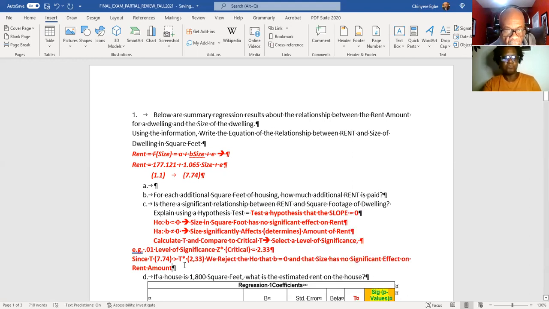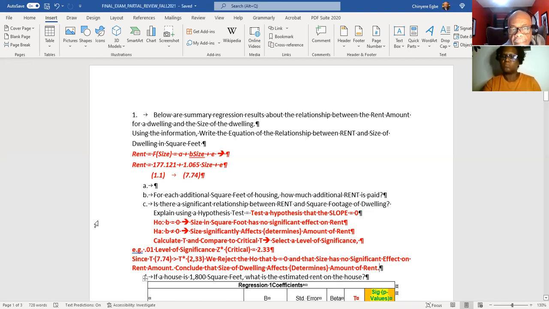Okay, and so we conclude that size of dwelling affects, or you can say determines, amount of rent. Okay, let me use this opportunity to explain or demonstrate to you that the statistical analysis that you do actually reflects reality most of the time, and this is why we use it.